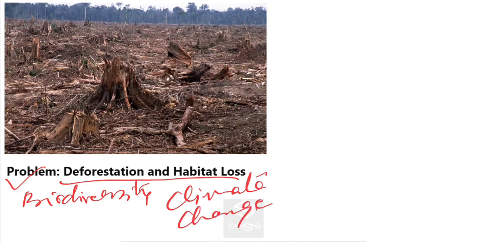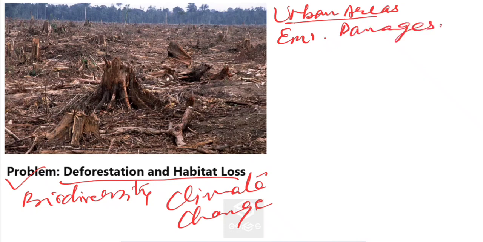The conversion of forests into farmland and also into urban areas often contributes to soil erosion, water cycle disruptions, and also biodiversity loss, creating long-term environmental damage. So now we see what are the challenges faced by organizations and countries in dealing with the problem of deforestation and habitat loss.